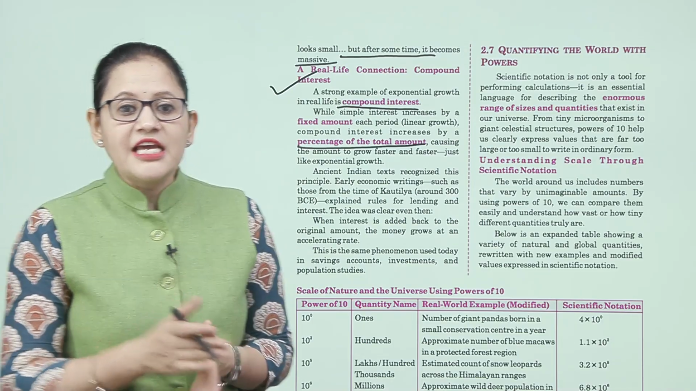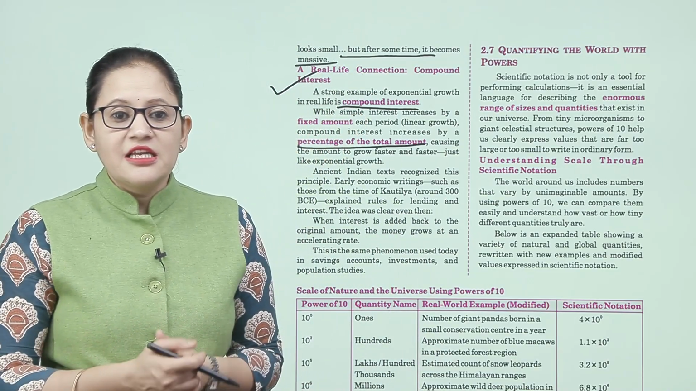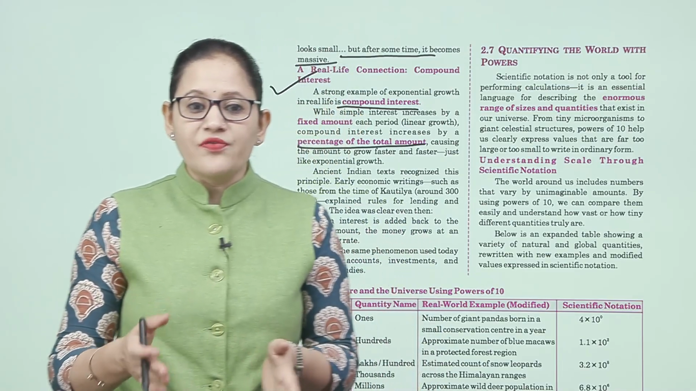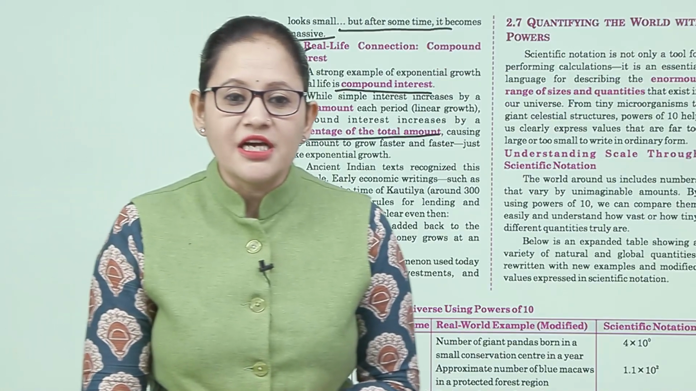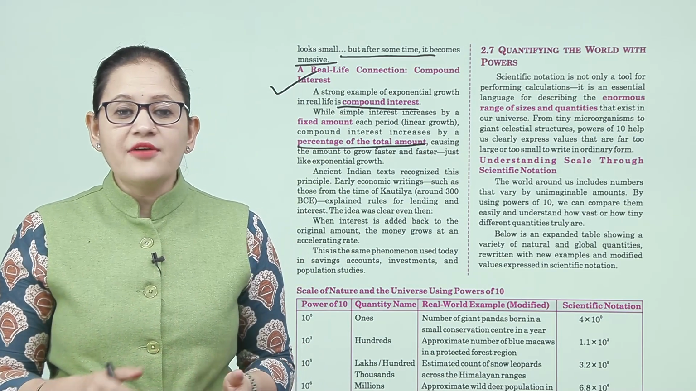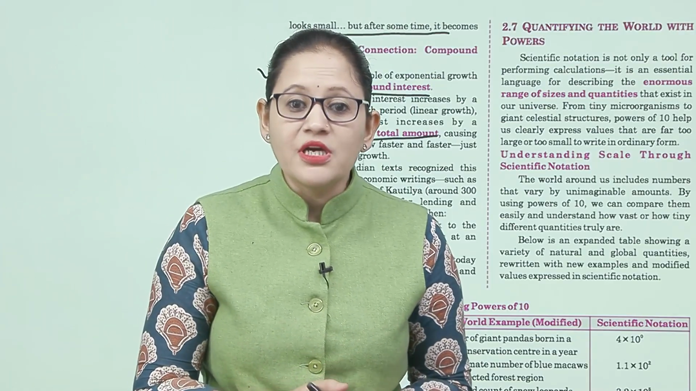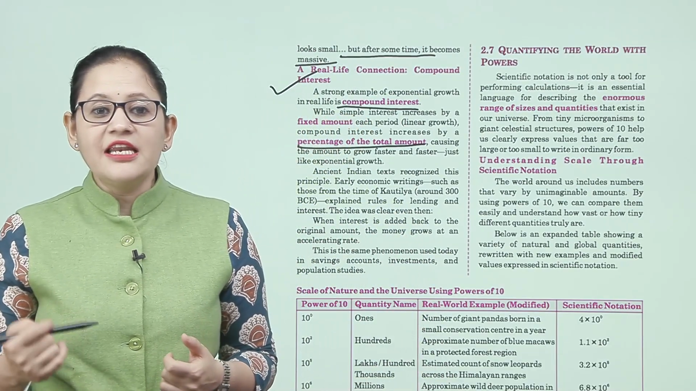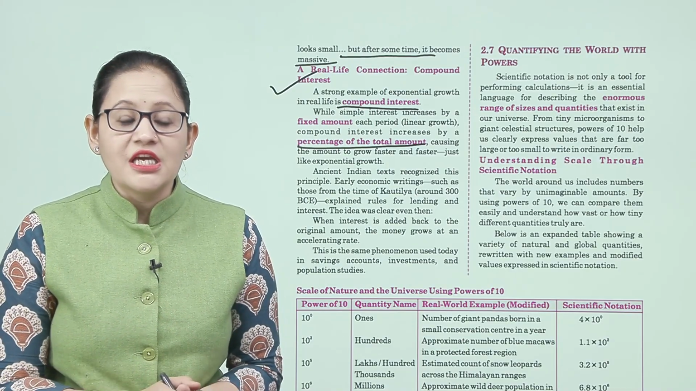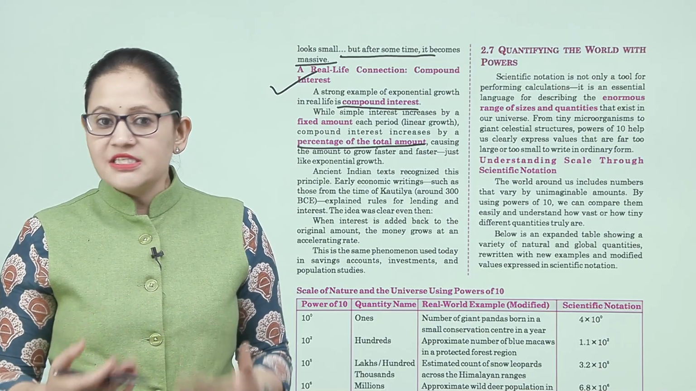Ancient Indian texts recognize the principles. Early economics writings from the time of Kautilya explain the rules of lending and interest. The idea was clear even then. When interest is added back to the original amount, the money grows at an accelerating rate. This is the same phenomenon used today in savings accounts, investments and population studies.